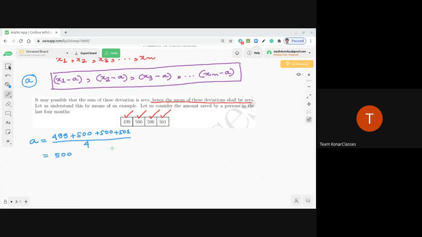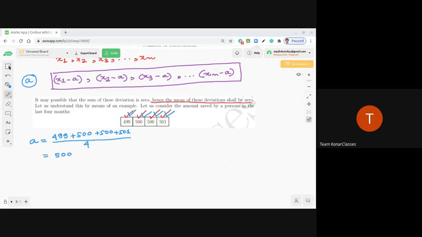Now, dear students, if we take that central value as 500, and subtract that 500 from each of these numbers, that is 499, 500, 500 and 501, these are x1, x2, x3, x4, in context to the information I shared with you, that x1, x2, x3 up to xn are the n values of these variables. So what are we going to get, dear students? We are going to get the value something like this.